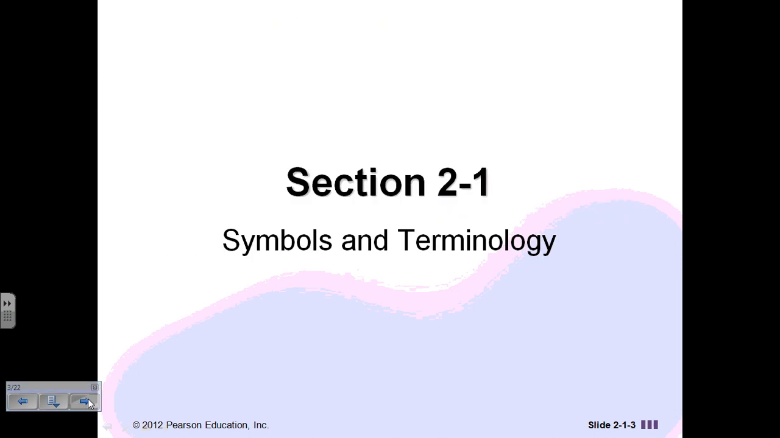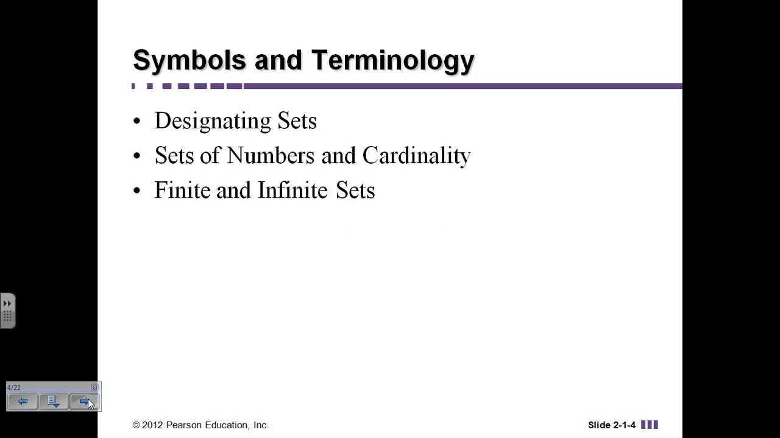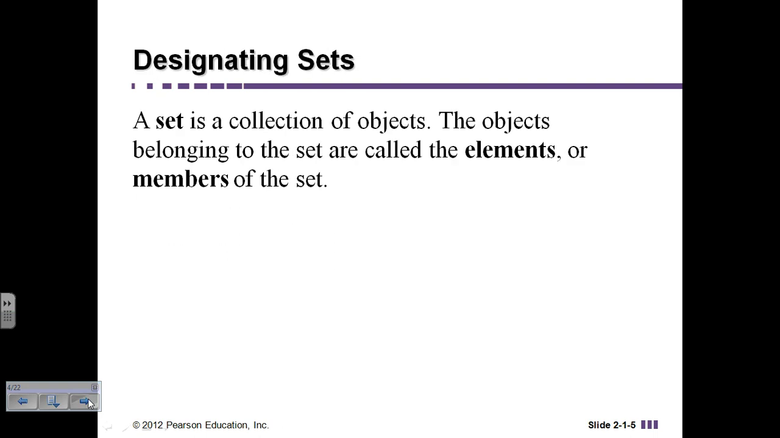So our first section today, we're going to be talking about symbols and terminology. We're going to talk about things like how to designate a set, what is cardinality, infinite and finite sets, equality of sets, and equivalent sets.